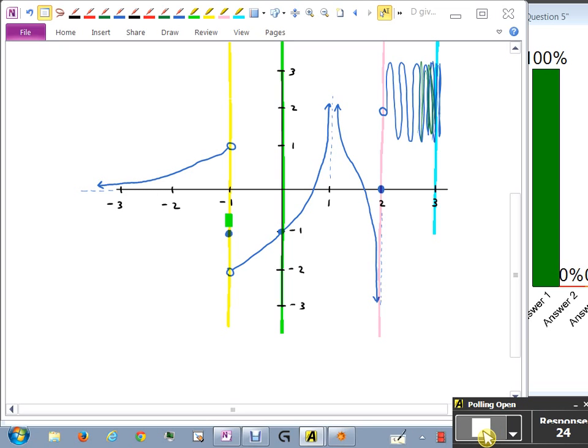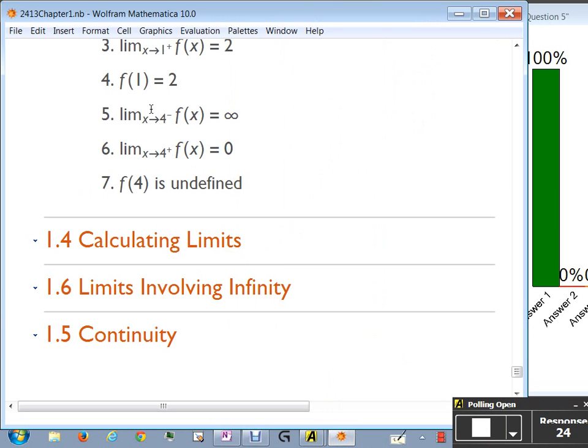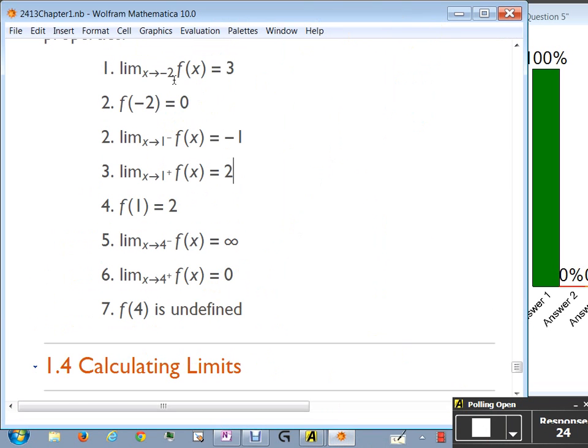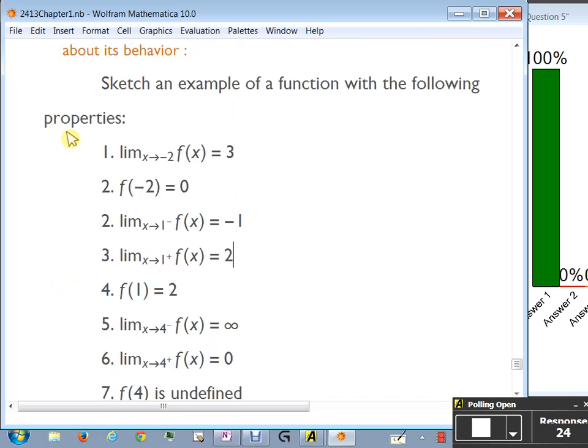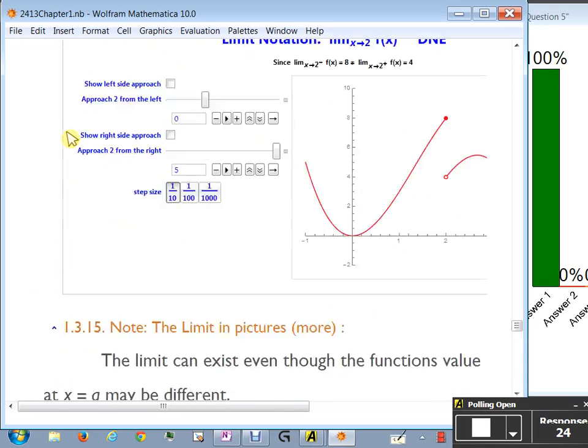All right, so I give you conditions, you draw it. I give you drawing, you give me the answers to the conditions, right? Now we go into how do we approach finding a limit of a function without the picture. So we are now in 1.4, which I asked you again to look at the notes for.